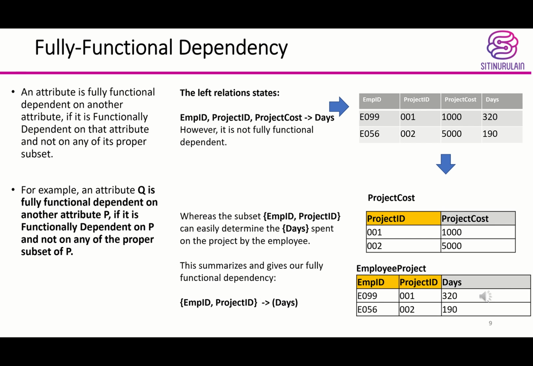Let us see an example given in the slide. Here the relation states that emp ID, project cost determines days. However, it is not fully functional dependent, whereas the subset emp ID, project ID can easily determine the days spent on the project by the employee. This summarizes and gives us fully functional dependency: emp ID, project ID determines days.